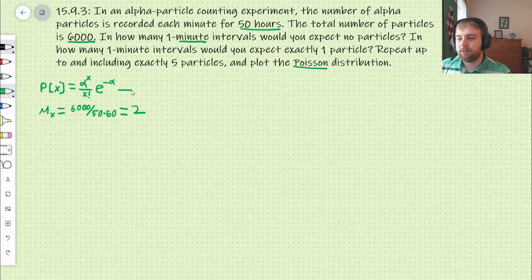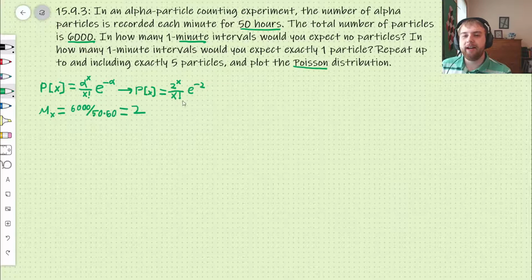So that means for this experiment, the probability is equal to 2 to the x over x factorial times e to the negative 2. And then we just plug in our values for x for the probability of whatever number of particles in whatever time scale we're using, which is minutes.